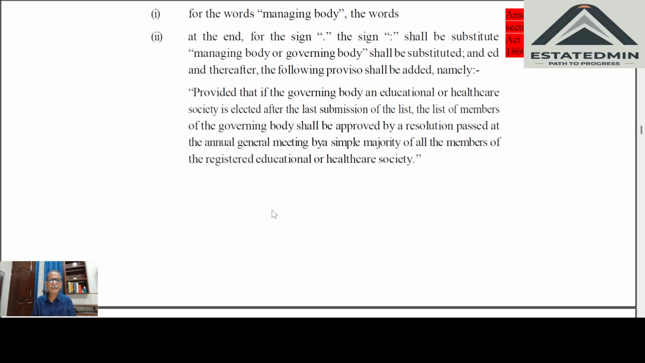Then again, one para has been added, provided that if the governing body of an educational or healthcare society is elected after the last submission of the list, the list of the members of the governing body shall be approved by a resolution passed at the annual general meeting by a simple majority of all the members of the registered educational healthcare society. So if there is a change in the list, somebody has been removed or somebody has been taken in, any change in the list of society has to be passed in the annual general meeting by simple majority. More than half the persons should be in favor of taking the person in or removing the person. There may be many reasons.